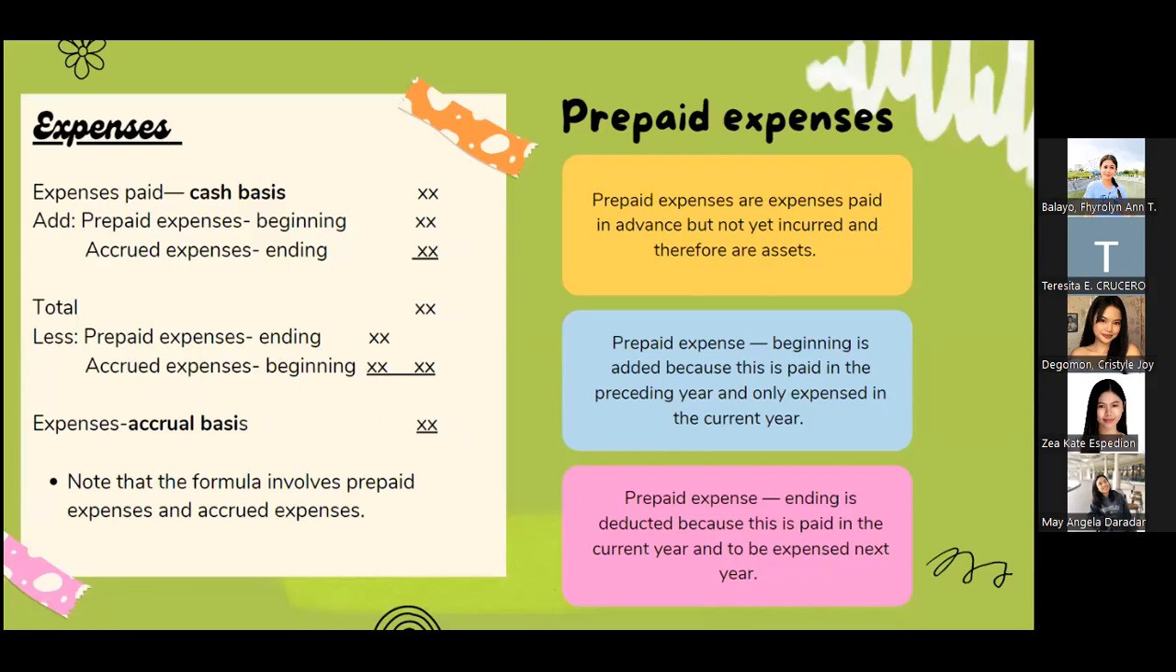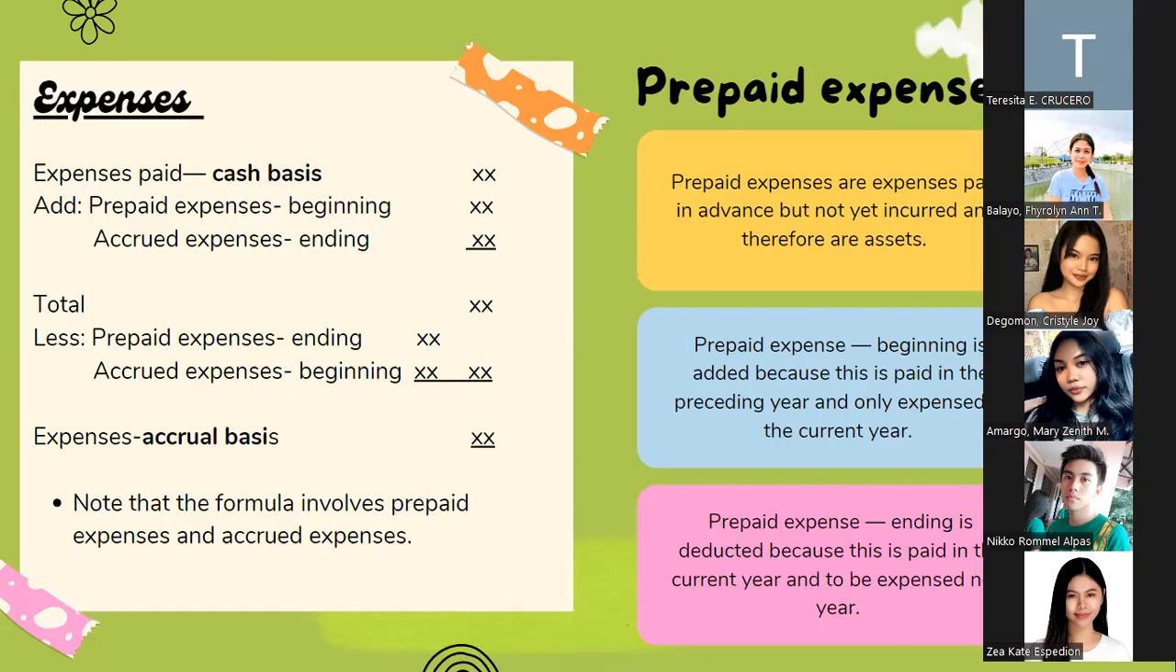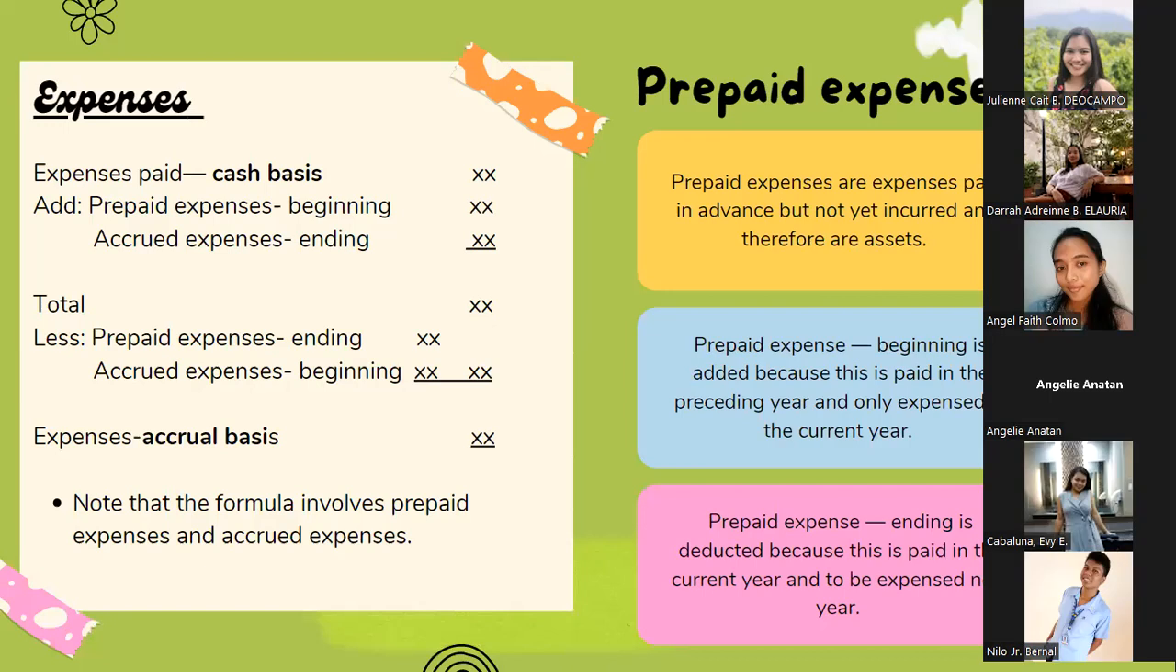Prepaid expenses. Prepaid expenses are expenses paid in advance but not yet incurred and therefore are assets. Why are prepaid expenses considered as an asset? Prepaid expenses are recorded as an asset on a business balance sheet because they signify a future benefit that is due to the company. Prepaid expenses are amounts paid in advance by a business in exchange for goods or services to be delivered in the future.